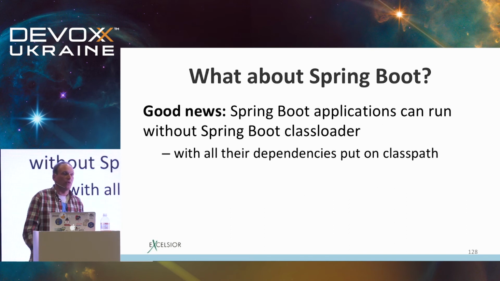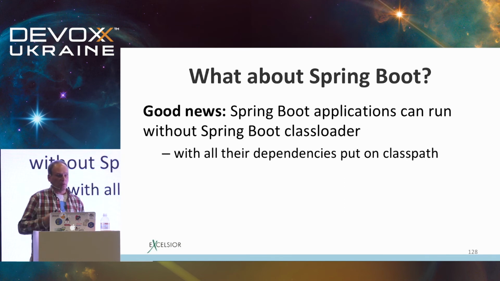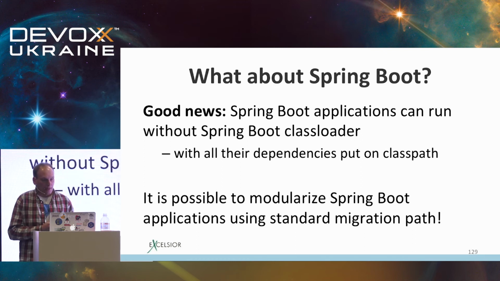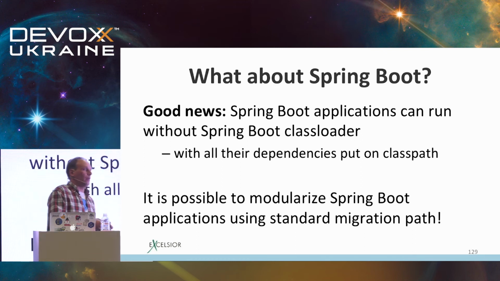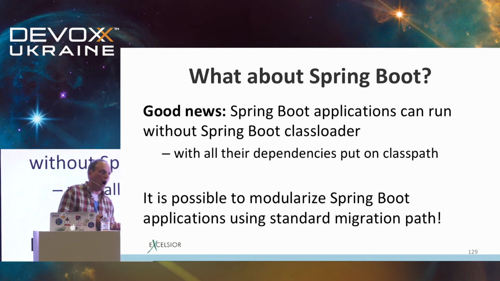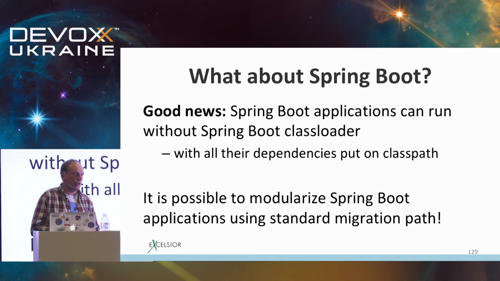However, actually, you can launch your Spring Boot applications without the Spring Boot loader, putting all your dependencies, or external dependencies, just on the class path. And hence, you can use the standard migration path for modules. That is, you move all your jars from class path to module path, and then you add a module declaration for your own modules. However, please note that if you follow that way, you have to deploy your application not as a single jar, but as a bunch of jars.